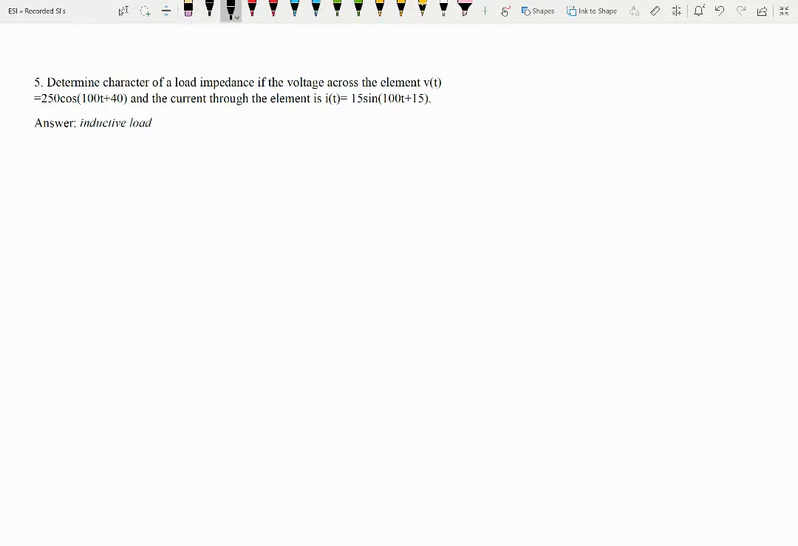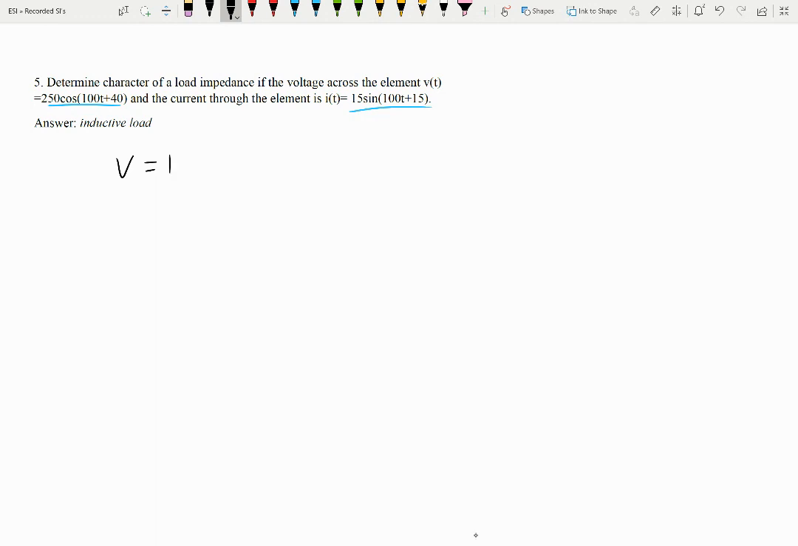Okay, let's take a look at this next problem that we have here. It says determine the character of a load impedance if the voltage across the element is given by that equation, and the current through the element is given by that equation. So I'll write these out for us in the phasor notation, so they're a little bit easier to read.